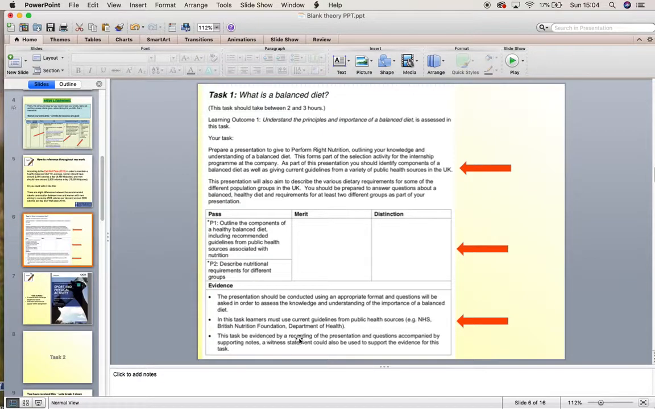This task will be evidenced by a recording of the presentation and questions. So once you've done the presentation, we'll do the questions when we come back to school, and then I can obviously do a witness statement as well. To say that.